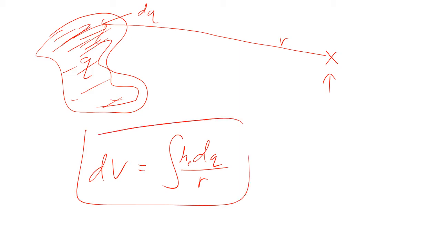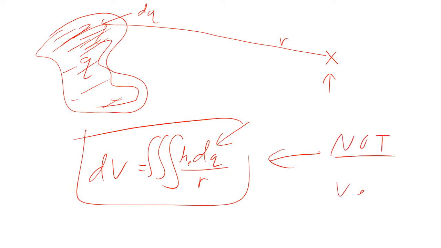Now, the nice thing about this is, yes, it's an integral. Yes, if dq is in 3 dimensions, this is a triple integral. So it sounds really nasty, but it's not a vector integral. And we know that vector integrals are part of what makes it tough. So this is just a regular, straight triple integral. Okay, so let's do an example here.